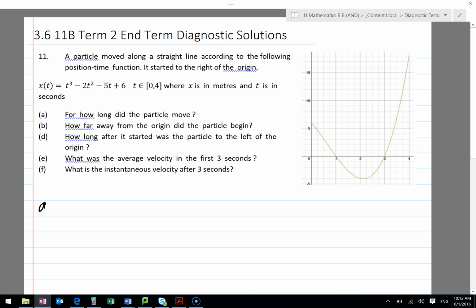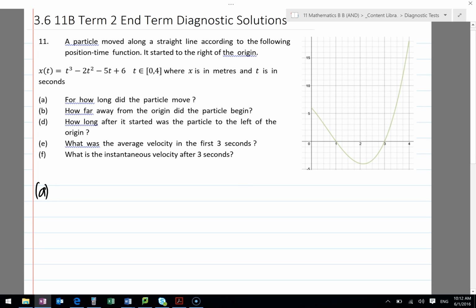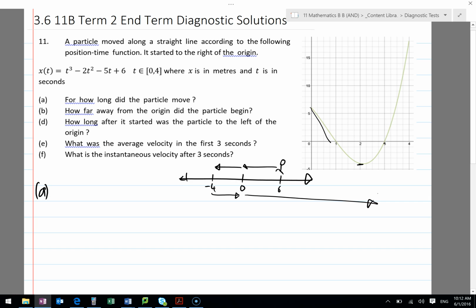Okay, final question. Part A. So we've got a particle moving in a straight line. Again, to get an idea of where this is, I define some origin here. The particle starts at like 6. So you can think of the person starting here. They go back to the origin, and then they go 4 meters away from it, and then they go back to the origin, and then they keep going away. This is the positive direction, that's the negative direction.